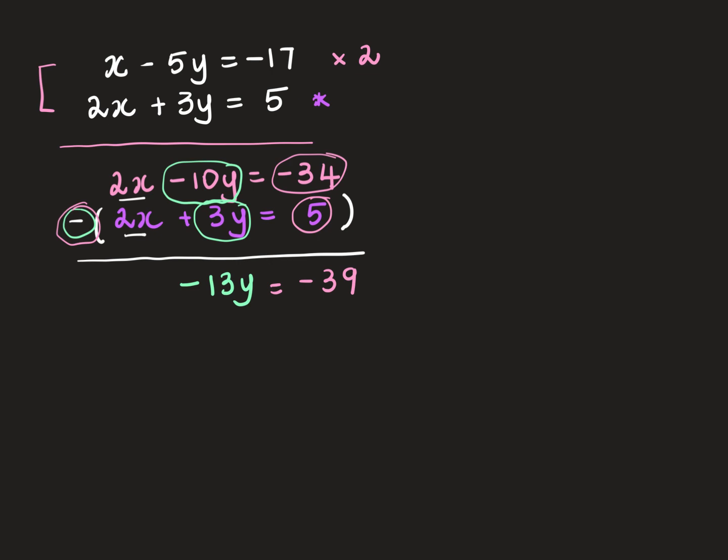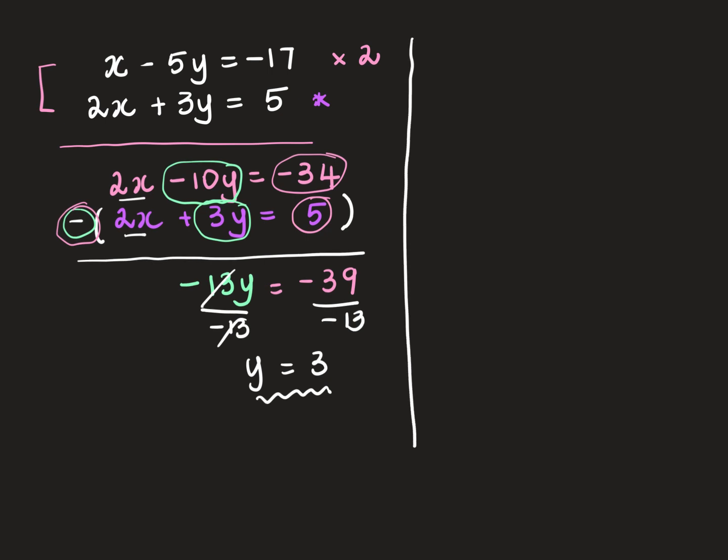Now I can solve this. I'm going to divide by negative 13, divide by negative 13, cancel, and y is equal to 3. Next thing I need to do is substitute that answer y equals 3 into one of the equations. I can choose any of these equations here. I'm going to do it into the first one because that looks the simplest.